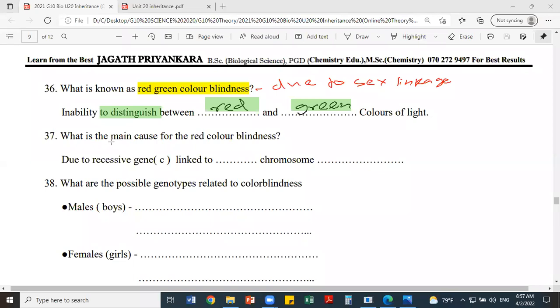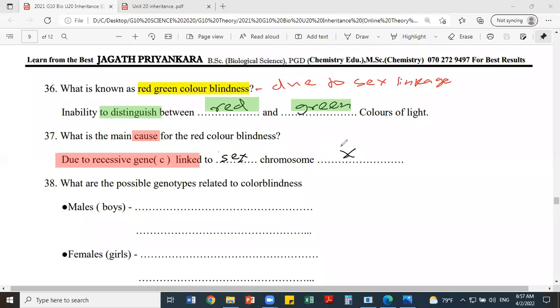Next one, what is the main cause for red-green color blindness? Cause, so the reason for the disease. Due to what? Recessive gene linked on the sex chromosome X. Right here, a recessive gene we symbolize using a small c. Due to recessive gene, simple c, linked to the sex chromosome X.